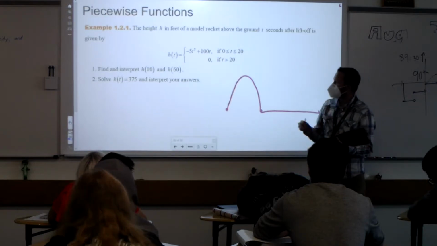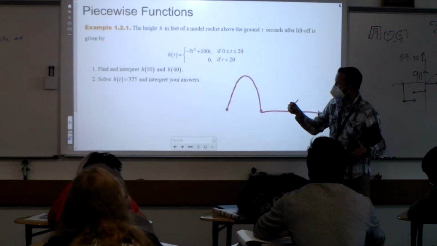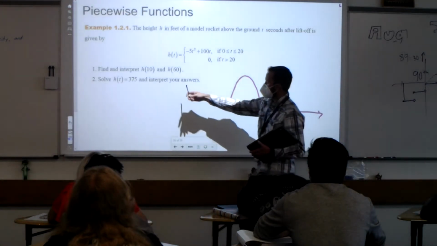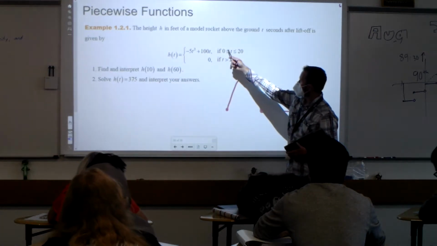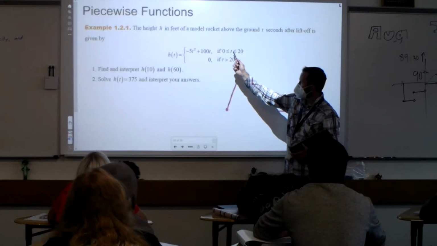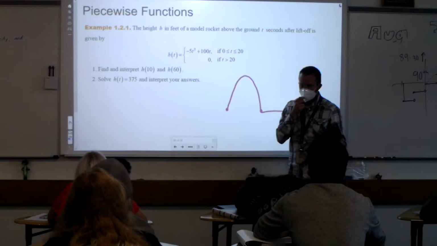So now, this has two different functions, and if we're trying to figure out the height of the rocket, we have to know which one to plug it in. For example, 10 seconds. Would that go in this first one or in the second one? First one, because between 0 and 20 goes in here. So I would plug in 10, and it would tell me my height.